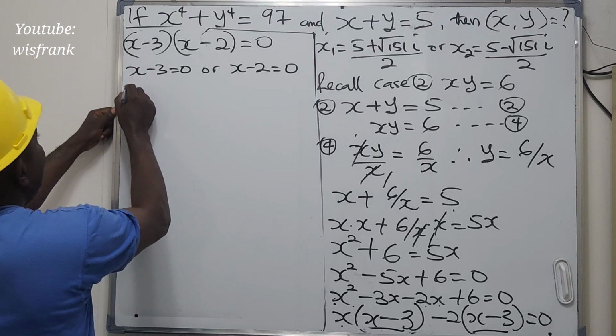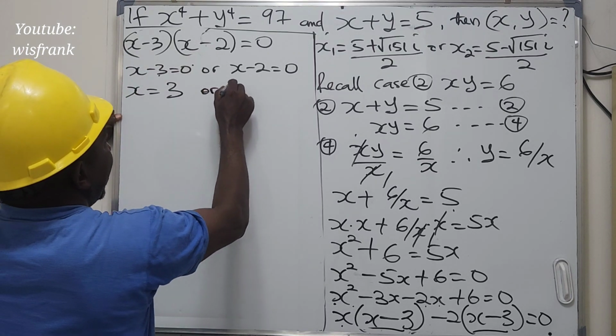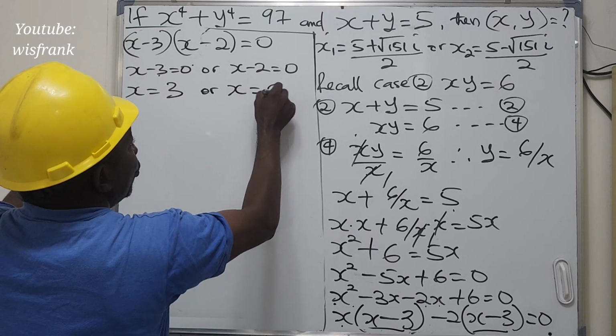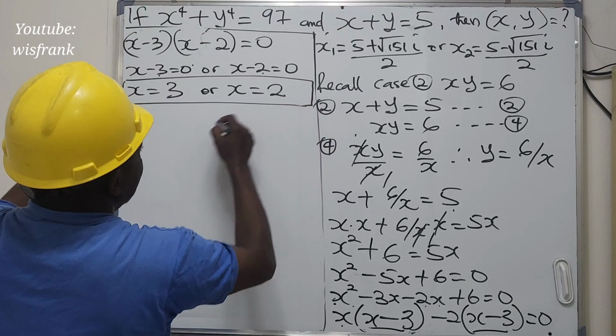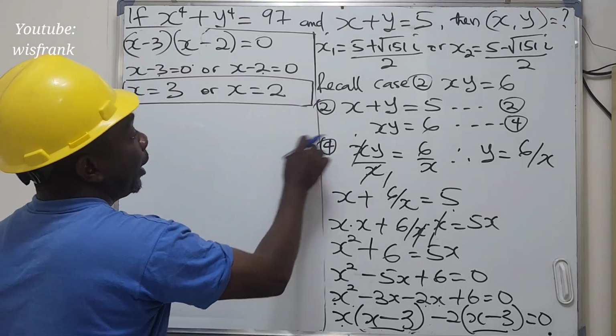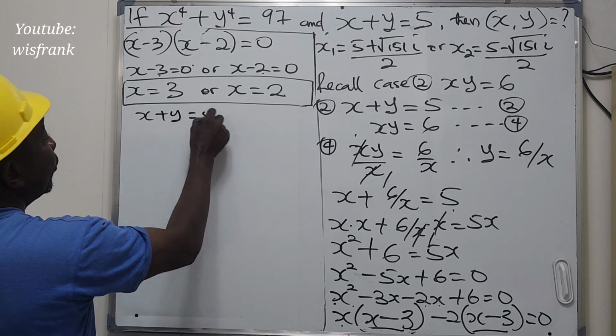So here, our value of x equals 3 when this transposes to the other side, or we have our value of x equals 2 when this transposes to the other side. So this is the value of x that we have. Before we go further, recall from equation 2, which is x plus y equals 5.